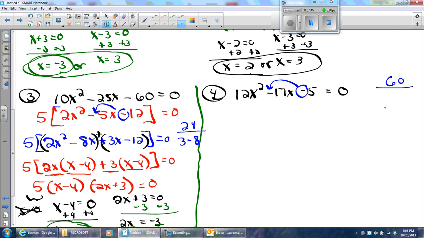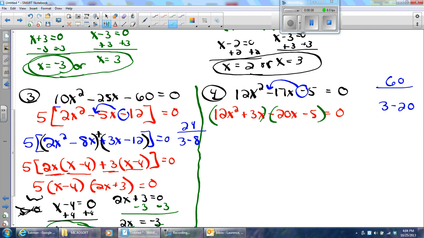Off the top of my head, I'm thinking 3 and 20, right? 3 minus 20. Okay, so I'm going to have 12x squared plus 3x minus 20x minus 5. That'll equal 0. I'll do my little grouping.